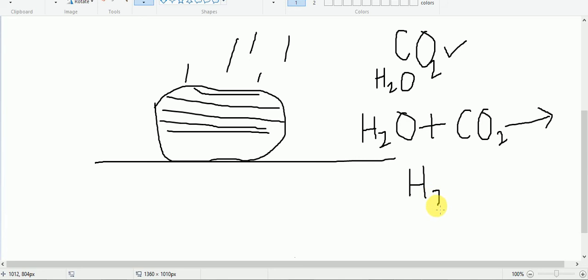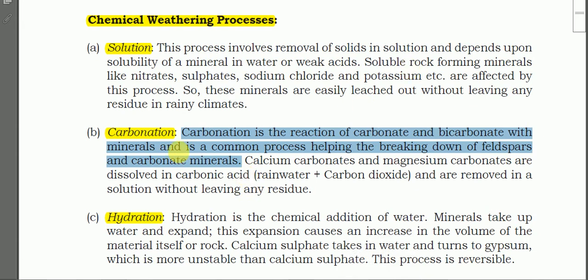That is H2CO3. So in this way a very weak acid is formed, and this weak acid helps in the fast solution process of the rocks. Because of the carbonation process, because of this carbonic acid, the breaking down of feldspars and carbonate minerals like dolomite and limestone is very fast.